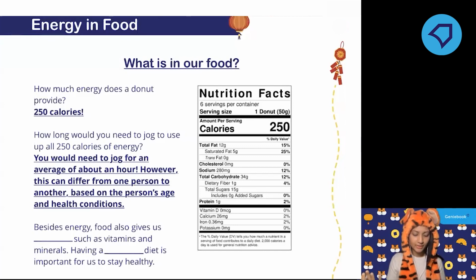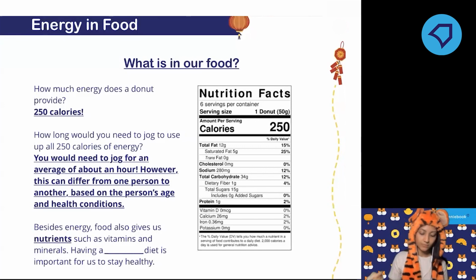So besides energy, food also gives us blanks such as vitamins and minerals. Having a blank diet is important. So what do you think is the first blank here? Food also gives us what? Vitamins and minerals, they are what we call, a lot of you said nutrients. All right, let's check it.